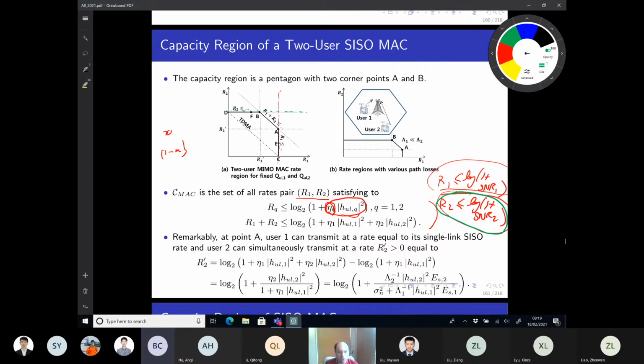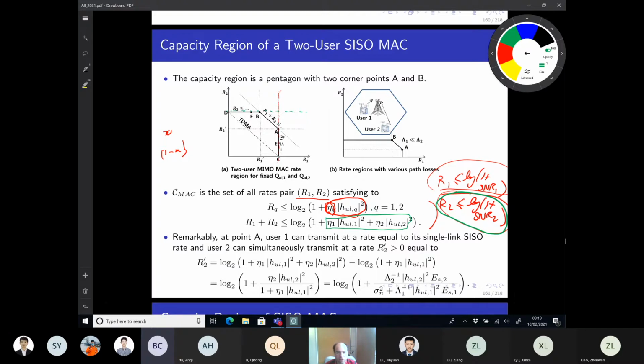Right. So you know already that the rates of user 1 and user 2 have to be within this square. Now, additionally, we have one more condition here that says that the sum of the rate of user 1 and user 2 has to be smaller than the log of 1 plus, this is a kind of SNR as well, right? It's the sum of the two SNRs.